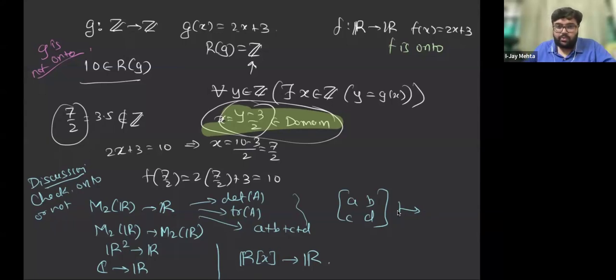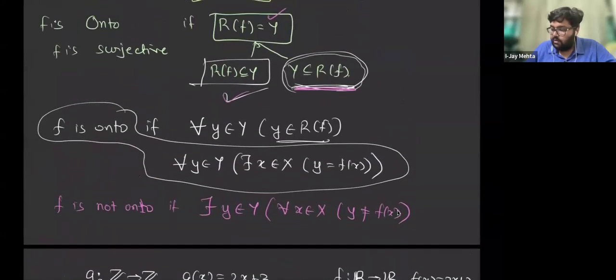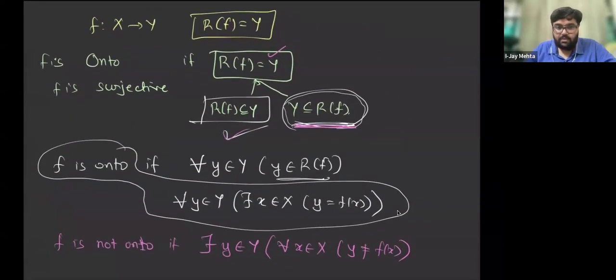Okay, I am going to pause for 20 seconds. Go through your mind. What does it mean to say that f is onto? Range of f equals Y. Range of f is always a subset of Y. So the function is onto if Y is a subset of range of f. Given any y in Y, y is in range of f. That means given any y, I can find a pre-image. There exists x such that y equals f of x.